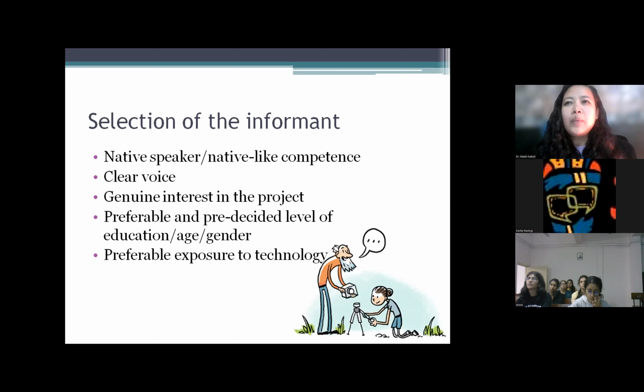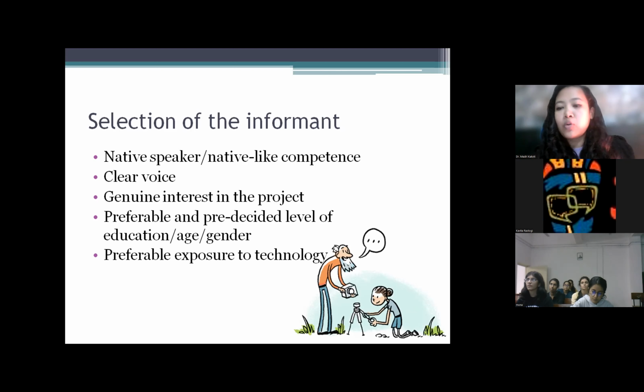generations, you probably will not find these items in, let's say, a 25 and below age group. You have to find somebody who is above 50 or preferably above 60, who has cultural knowledge, who has traditional knowledge. So you need to understand what kind of person will be able to give you the information that you are looking for, right? So these criteria need to be clear in your head, need to be pre-decided. You cannot go on field and decide that, okay, I'm looking for these kind of people, right? You have to pre-decide it. That is going to save you time. That is going to save you energy. Preferable exposure to technology is always best, because sometimes you need to record things. Sometimes you are not able to go on field.